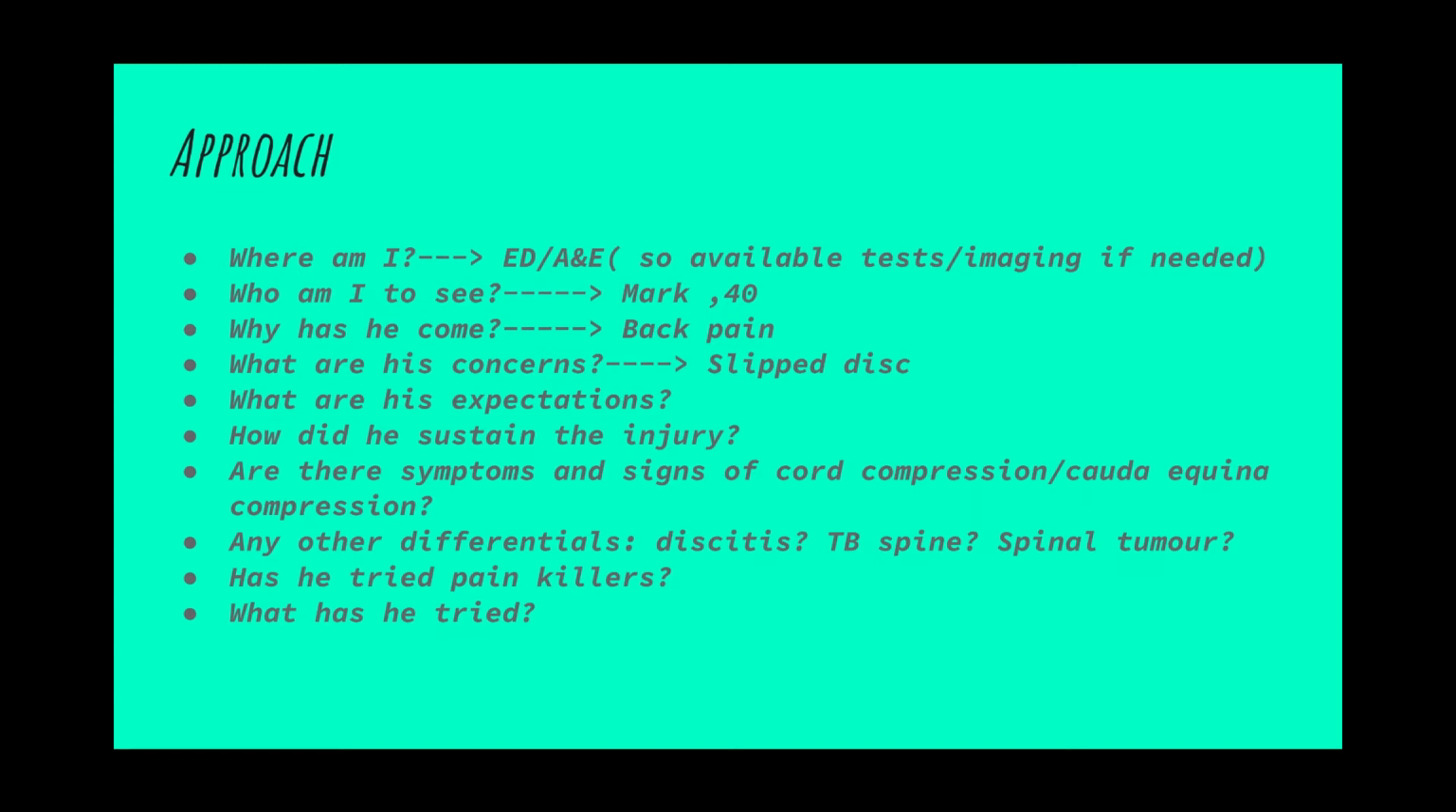Ask yourself any other differentials like discitis, TB spine. Tuberculosis is not common in the UK, so it's not top of your differentials. Of course, spinal tumors, a patient with spinal tumor can have back pain, okay? But usually it wouldn't be an acute back pain. You want to find out if he's tried anything. If he's tried any painkillers, if he's tried warm compresses, if he's tried ice packs, if he's tried paracetamol tablets or paracetamol, ibuprofen gel or ibuprofen tablet. You want to know what he's done, okay?